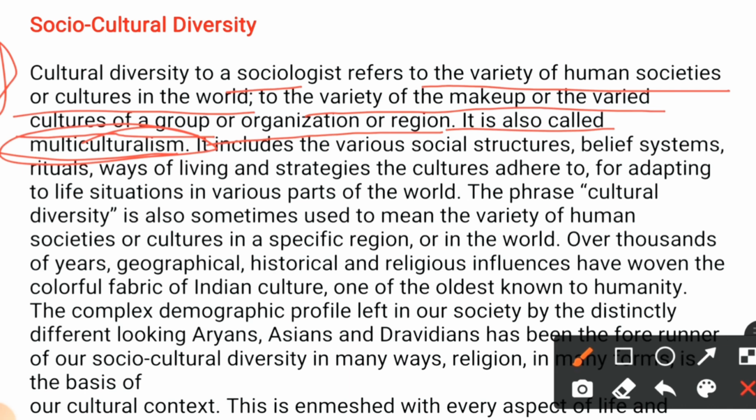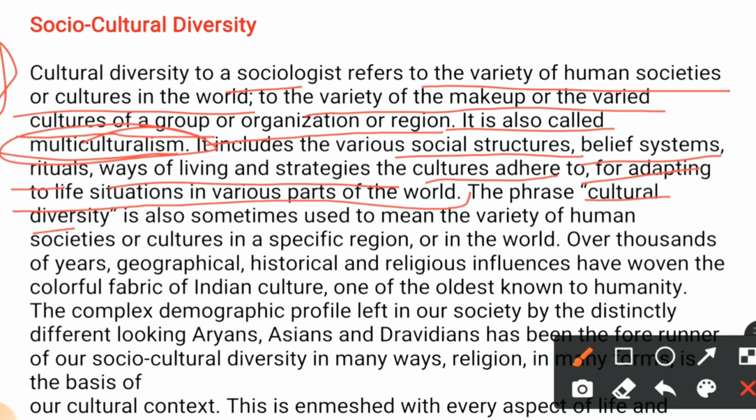So our society is multicultural, and due to this multiculturalism, when a child comes to the classroom, they carry their culture along with them. This makes a diversity in the classroom. It includes the various social structures, belief systems, rituals, ways of living, and strategies of cultures adhered to for adapting to life situations in various parts of the world. So these are all the different backgrounds from which a child comes to school.